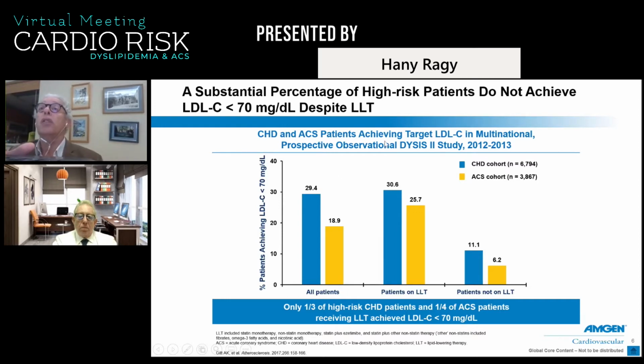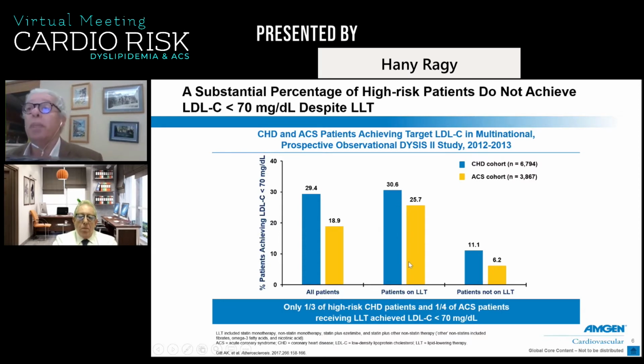So in coronary heart disease and acute coronary syndrome patients in a multinational prospective observational DYSIS study, we've seen that all patients, 29%, ACS cohort only 18.9%, and patients on lipid-lowering therapy are still failing to reach the targets. And of course, in those who are not on lipid-lowering therapy, the percentage reaching targets is miserable. So these are the percentages reaching the target on treatment.